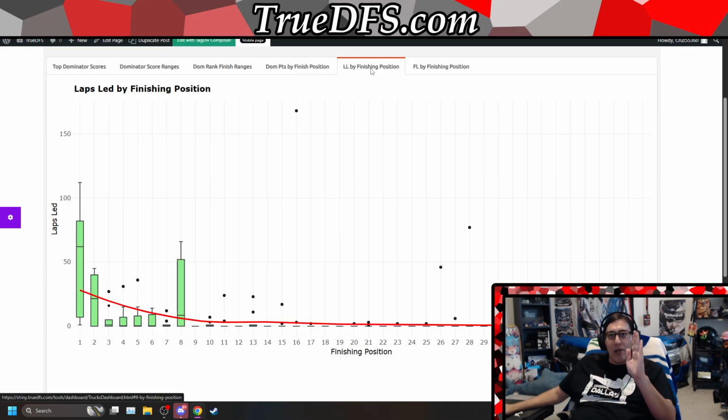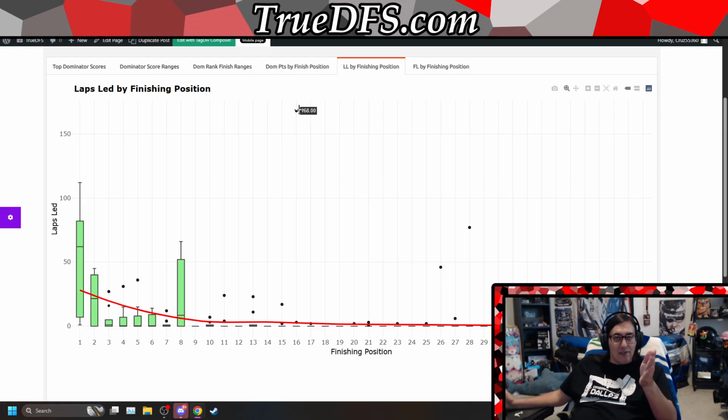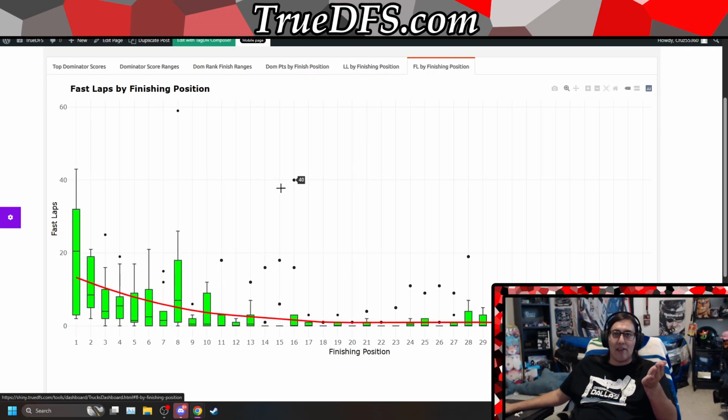If we notice, nobody truly, outside of situations where they lead and then they wreck out or whatever. Obviously, we have a situation here where somebody led 168 laps in a race and finished 16th. Obviously, your main lap leader wrecked out or had something happen to him. But usually, this will help you understand where the laps led are coming from, because typically, if you're a fast car and you're able to finish up front, you're probably going to carry laps led. Same with fast laps too.